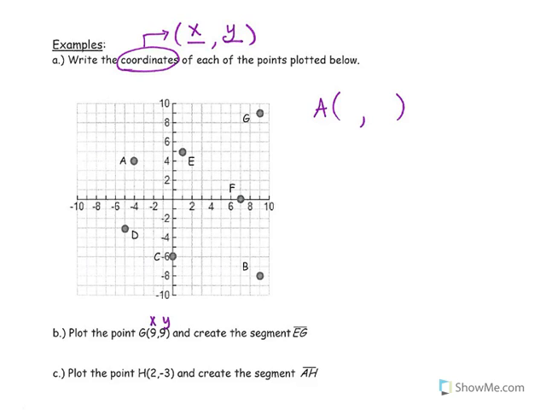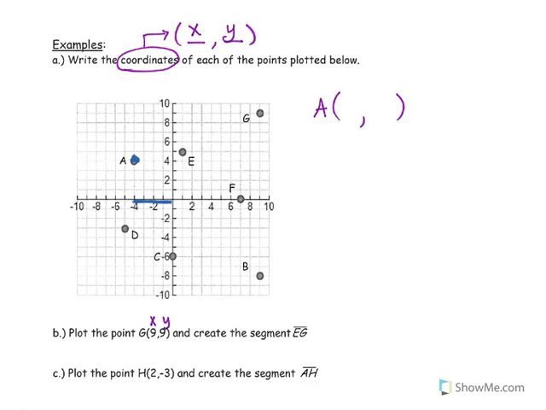So now let's practice plotting some points. The directions say to write the coordinates of each point that's plotted below. I gave you a little hint that when we write coordinates, it's always the x comma the y. Let's start with point A. Whenever we're labeling points in geometry, we put the capital letter of the point before the parentheses.